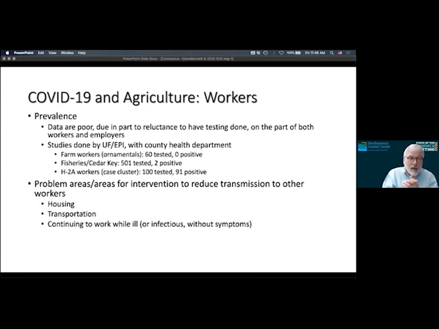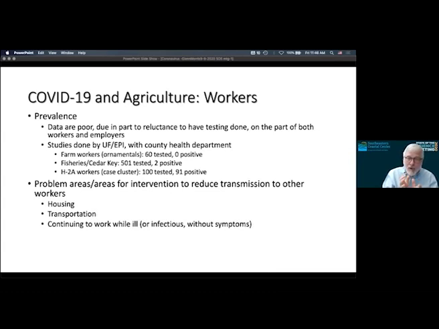We have looked at a couple of situations. We screened a group of farm workers in ornamentals and got 0 positive out of 60. In fisheries, we tested 501 people down in Cedar Key, and 2 were positive. But then we also had a group of H2A workers, where we tested and 191 were positive, and I'll come back to those in a moment.